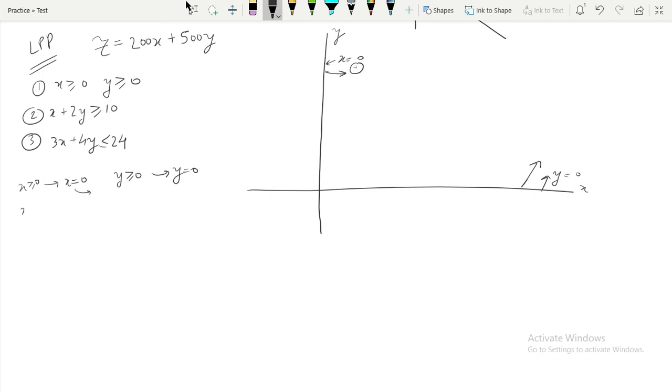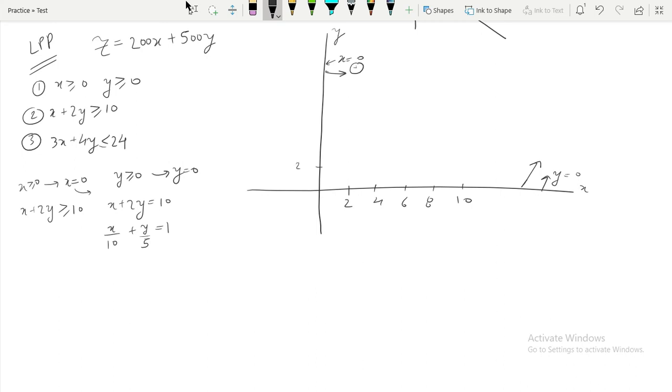Now similarly, for x plus 2y greater than or equal to 10, first we are taking the equality x plus 2y is equal to 10. We can write it as x by 10 plus y by 5 is 1. Now if we plot it, this is 2, 4, 6, 8, 10 like this.